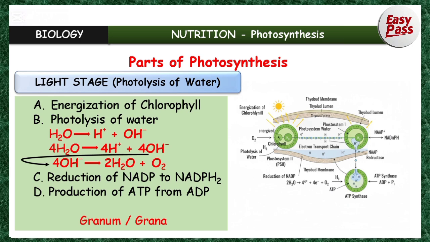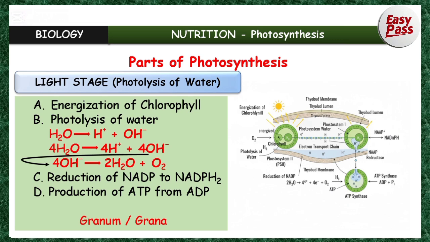The chlorophyll will become energized by the light energy. The chlorophyll is going to receive light energy, and the energy absorbed by the chlorophyll will now be used to split water into its constituent ions. That is the first stage of light stage reaction. The second stage is the photolysis of water.